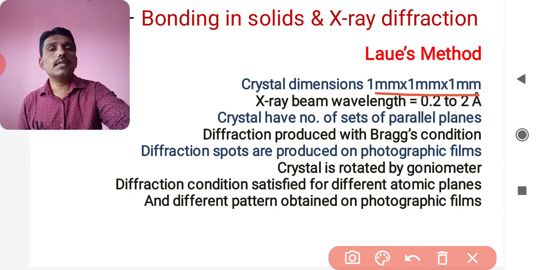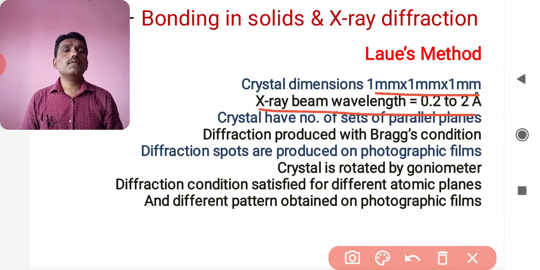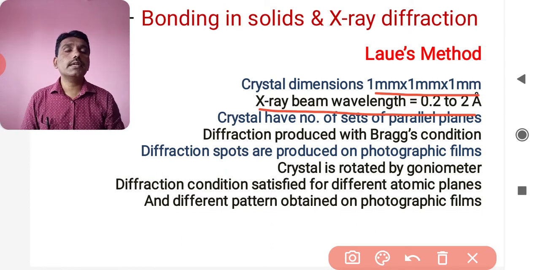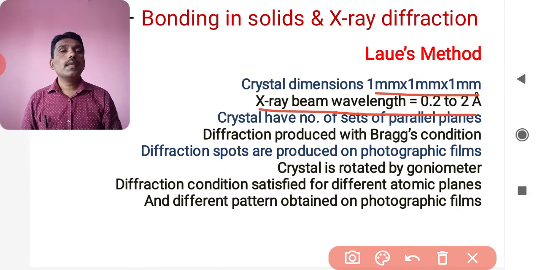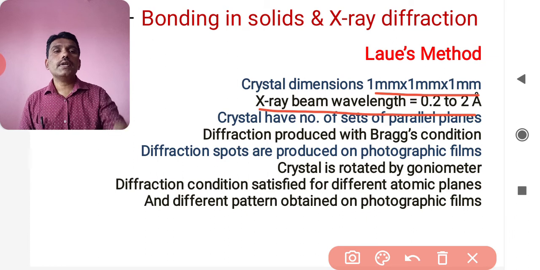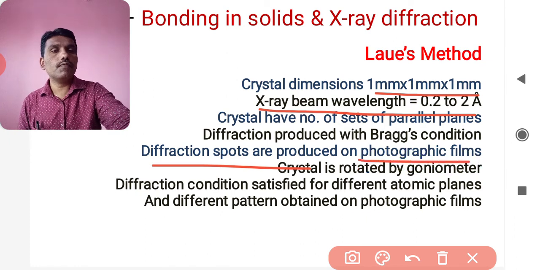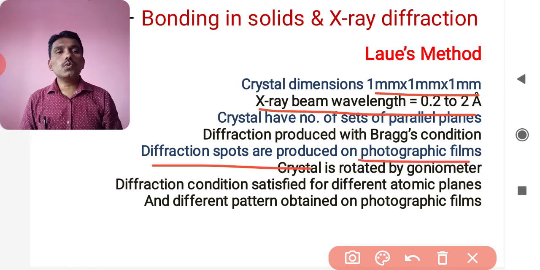And as far as the X-ray beam is concerned, having a wavelength of nearly 0.2 to 2 angstrom units, it is inserted through the collimator and is incident on the sample crystal you have taken. The diffraction, with Bragg's condition, produces diffraction spots on the photographic films, and the crystal is rotated by the goniometer.